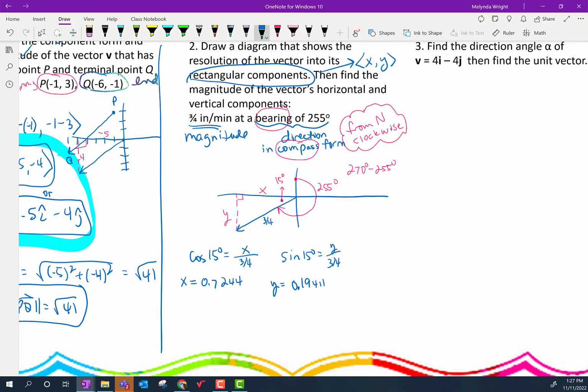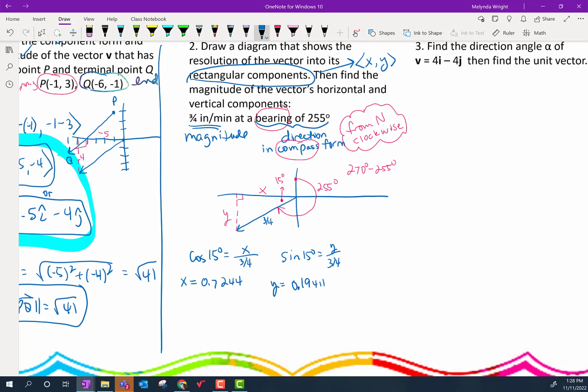Now here's the issue. I'm just going to give you a warning. When we use our calculator, it's not going to give us the correct signs of x and y. It's just not. And some students don't pay any attention and they just write what's on the calculator. That's a little bit of a problem because what is the sign of my x component? It's negative. And what is the sign of my y component? It's negative, right? We're in the third quadrant.